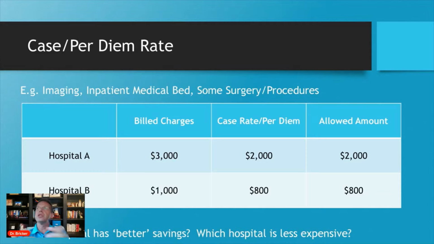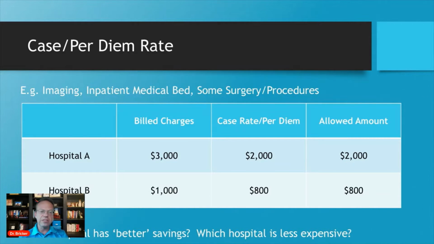So it also is for an inpatient. The per diems are used typically for inpatient medical stays. So you go in for a pneumonia or acute renal failure or some intractable nausea and vomiting, and you have to be admitted to the hospital. That's a medical stay, which is typically charged at a per diem. And then some surgeries and some procedures are also charged on a case rate basis.